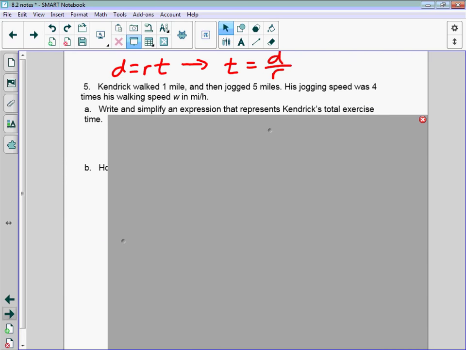Moving on to example 5, we have a word problem, and it's dealing with distance, rate, and time. So we should know the formula for distance equals rate times time. Within this context, we're given some information about the distance and the rate. We do not know anything about time. So we can rework this formula into this, and utilize the distance over the rate.